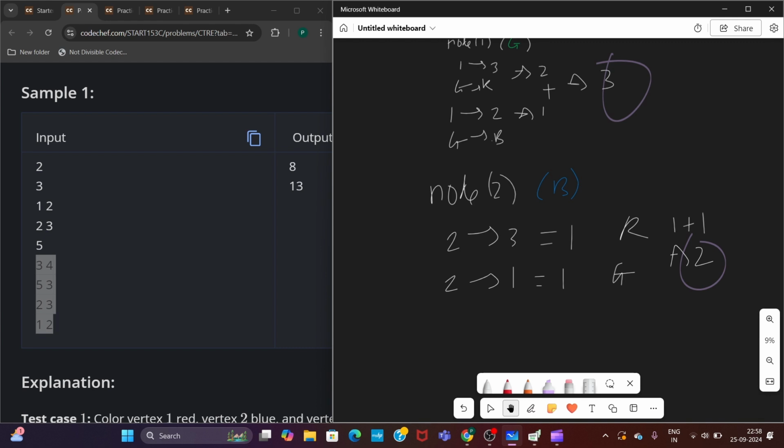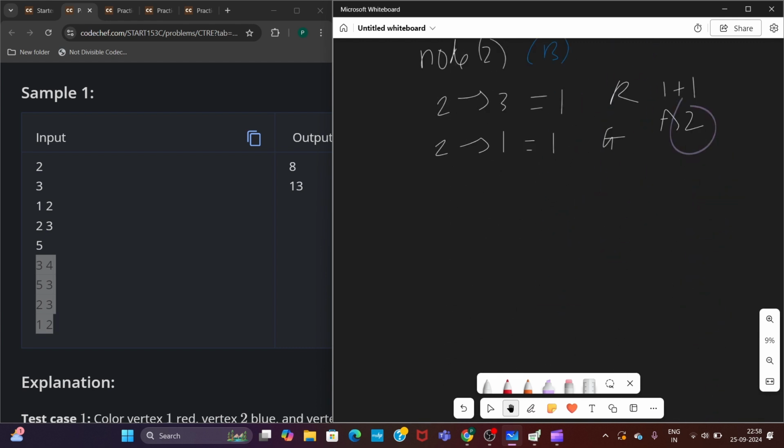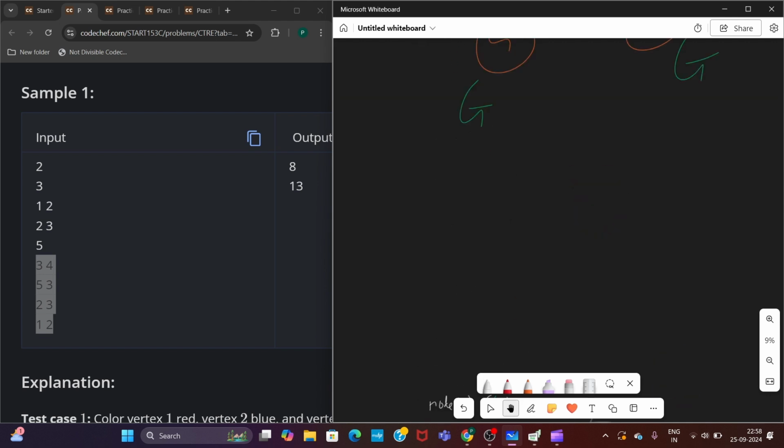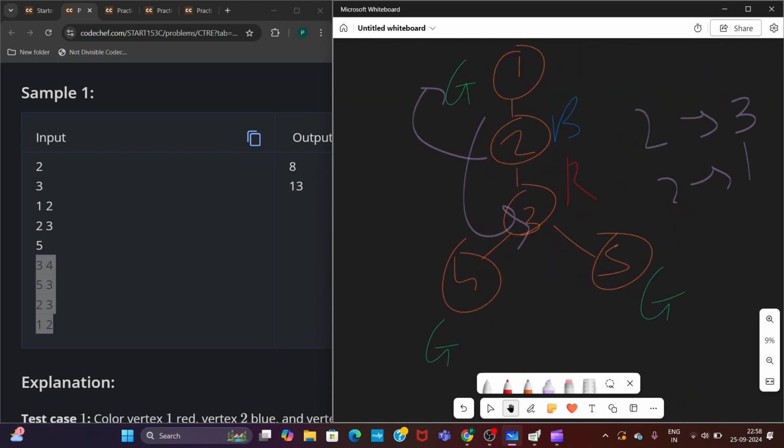So now let's move forward. For node 3 over here, our node 3 is red, as you know. From 3, the nearest blue is 2, which is at a distance of 1. And from 3, the nearest green is either 4 or 5, which is at a distance of 1 only.